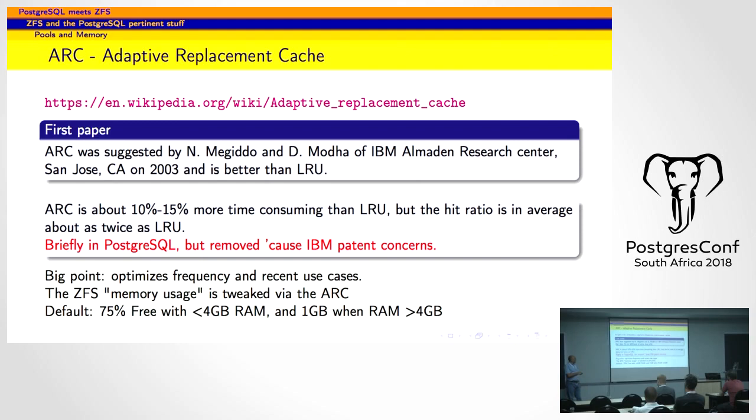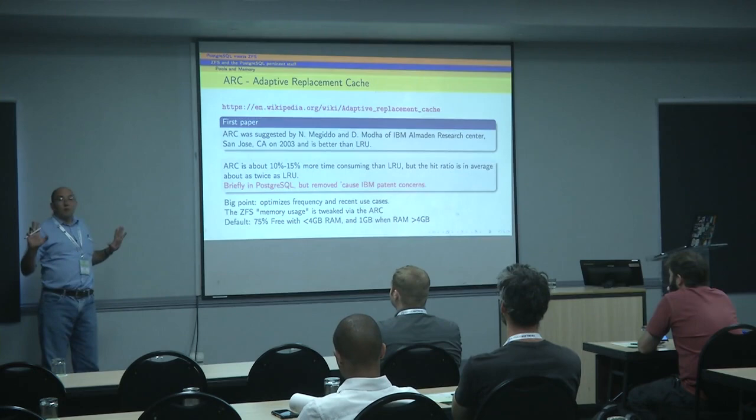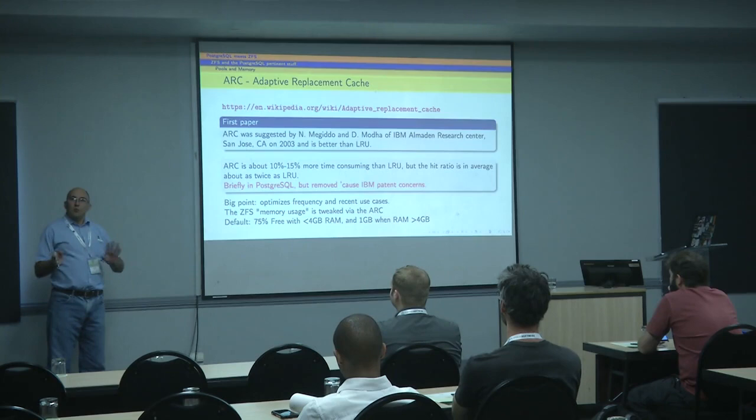The big point there is that it optimizes for frequency and recent use, and the ZFS memory usage is tweaking the ARC. One thing you need to remember with ZFS is that the ZFS buffers actually want to make use of the operating system buffer space, to know how much is there, because that's how it then optimizes its indexes and its reads and stuff.